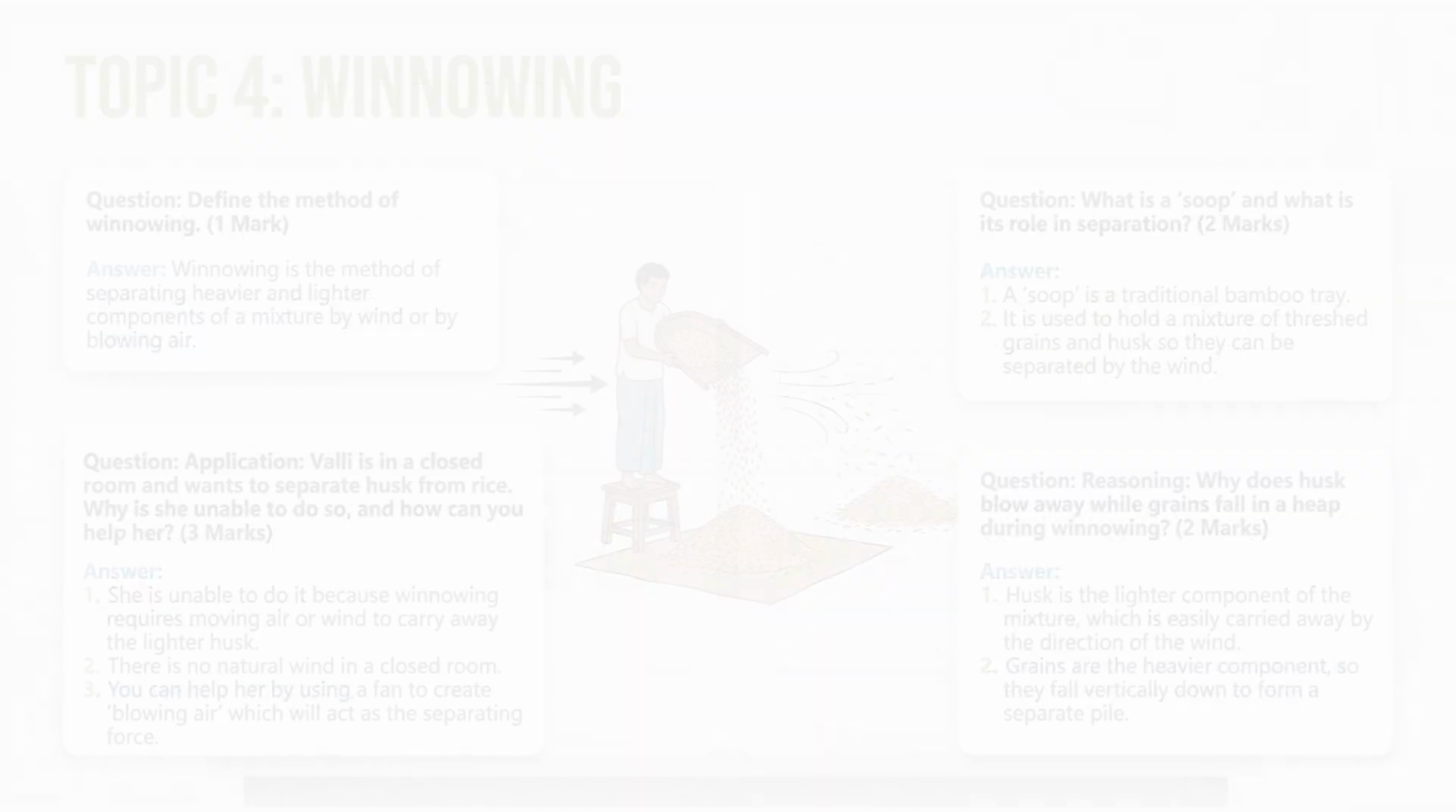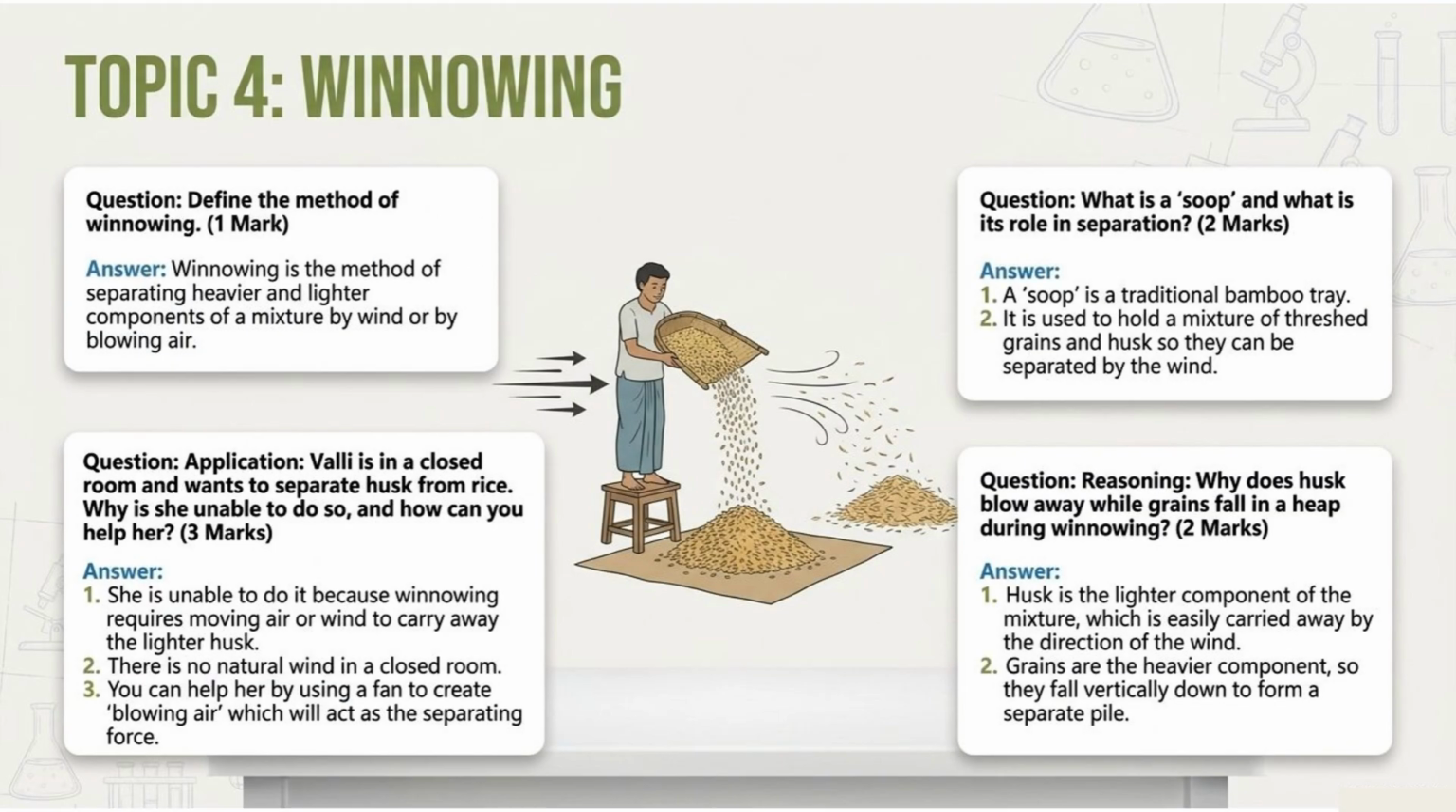Topic 4. Winnowing. Question, define the method of winnowing. 1 mark. Answer, winnowing is the method of separating heavier and lighter components of a mixture by wind or by blowing air. Question, what is a soup and what is its role in separation? 2 marks. Answer, a soup is a traditional bamboo tray. It is used to hold a mixture of threshed grains and husk so they can be separated by the wind.